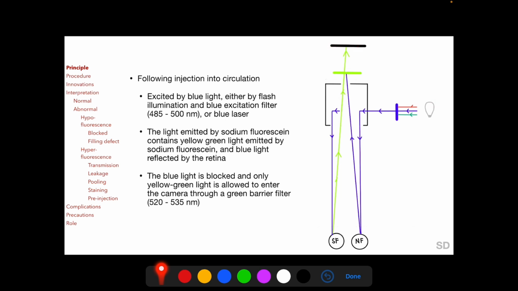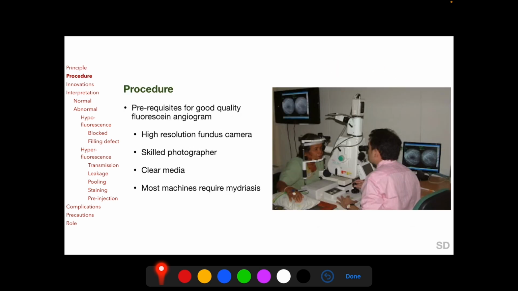Instead of a white light and a blue filter, a blue laser light source can be used as in CSLO devices. We have discussed fundus camera and CSLO devices in the previous session, and we have discussed in that session how a donut-shaped mirror allows the incident peripheral light as well as the reflected central light. So this is basic to the understanding of fluorescein angiography.